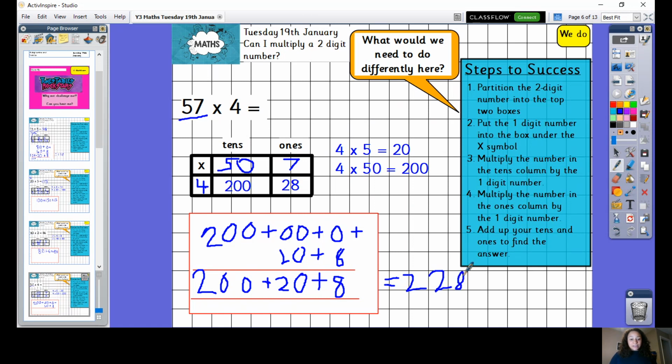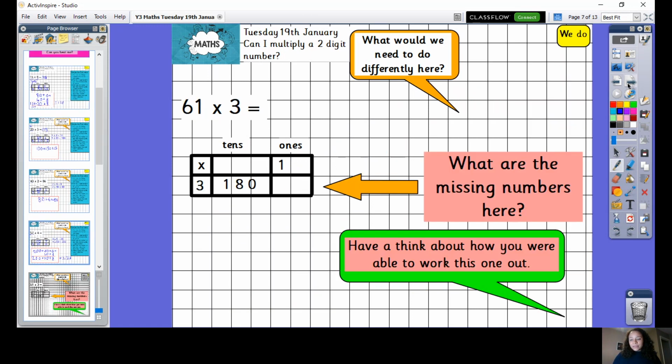Have a think. Did you need to do that mentally, or were you able to use the sandwich method? Let's try another one. Okay, so this one's slightly different. This one has the grid method already partially sorted out for you. Your job now is to think about what the missing numbers would be. So pause the video here and see if you can find out what those missing numbers are.